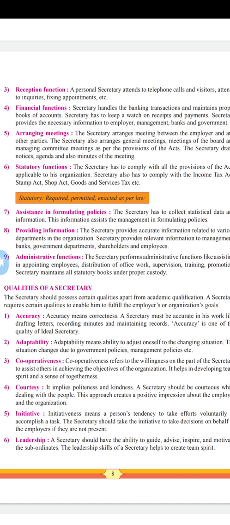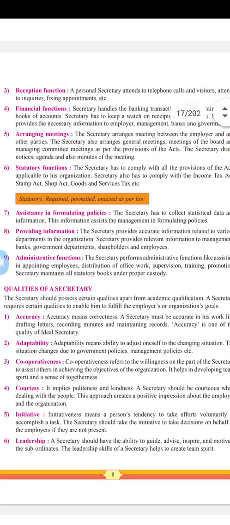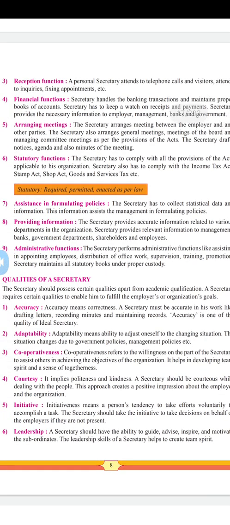Then seventh is assistance in formulating policy. The secretary has to collect statistical data and information. This information assists the management in formulating policies. That means when the policy is formed by the directors or board of directors, then higher authorities, the secretary gives the proper information about all the things which are related to making a policy, and with the help of this information, the different policies of the company can be formulated. That means in this also the secretary performs an important role.